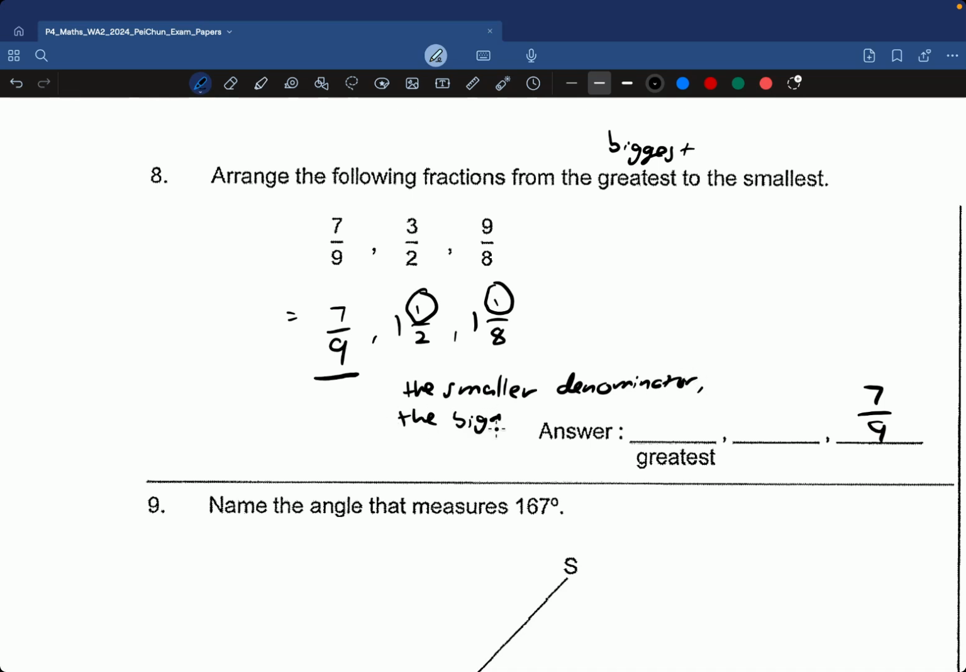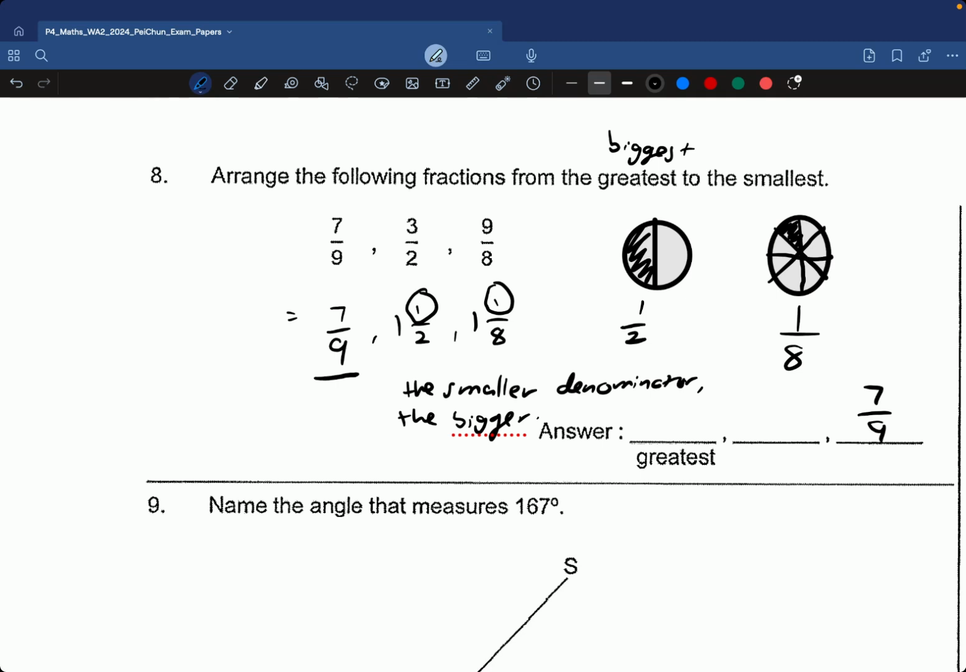Okay, let me try to visualize for you. So half, let me draw a circle. This is half, right? So half, this is 1 over 2. What about 1 over 8? Same circle. Okay, let me just draw this circle. And then it is not this, it is not this, it is this. Okay, this is 1 over 8. And then you only have 1 over 8. So which shaded area is bigger, 1 over 2 or 1 over 8?